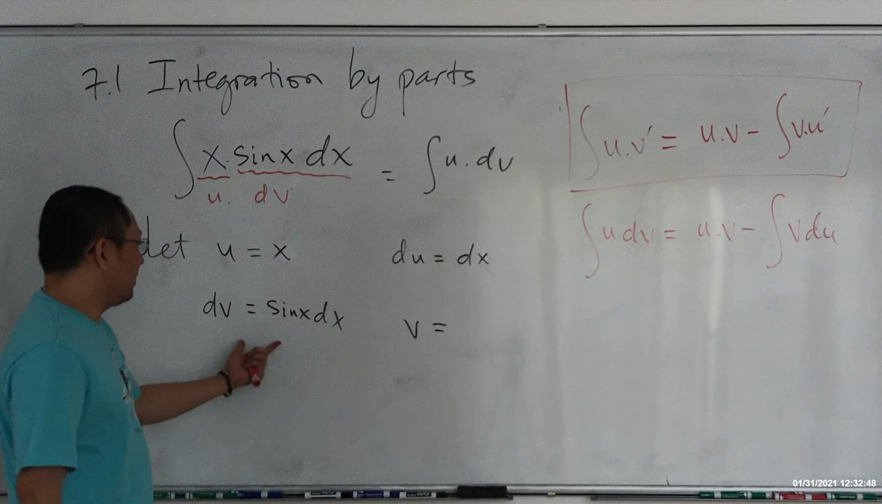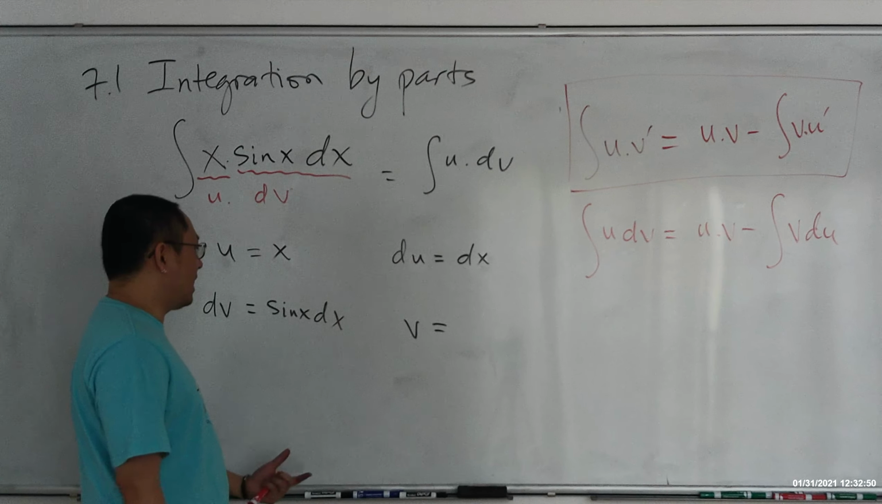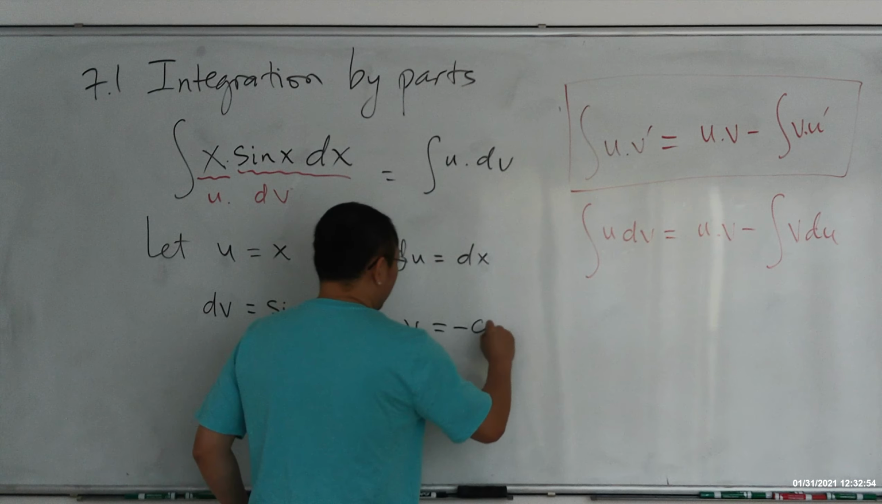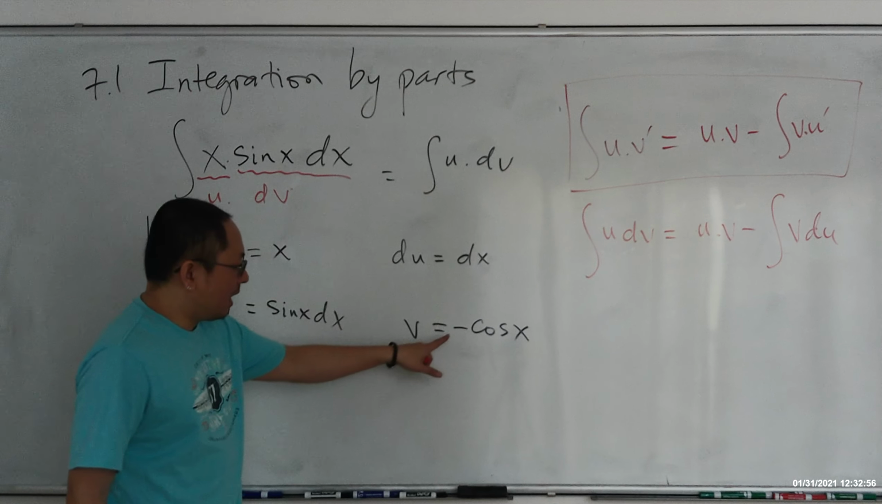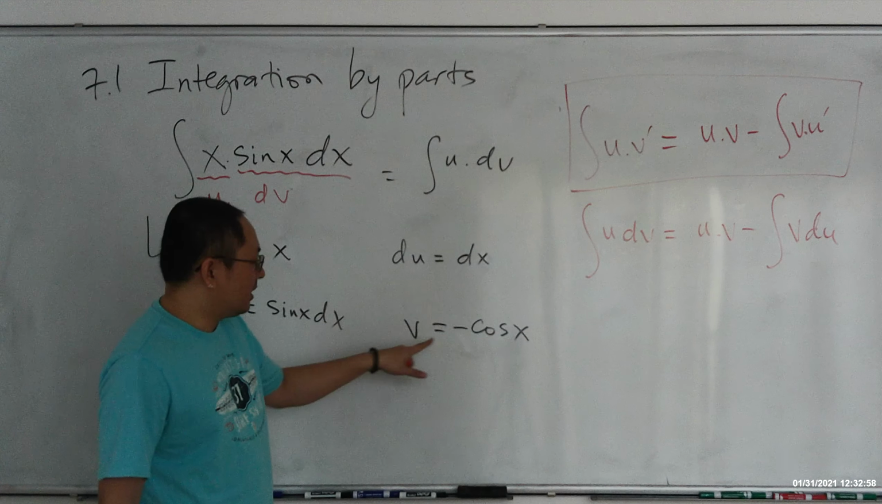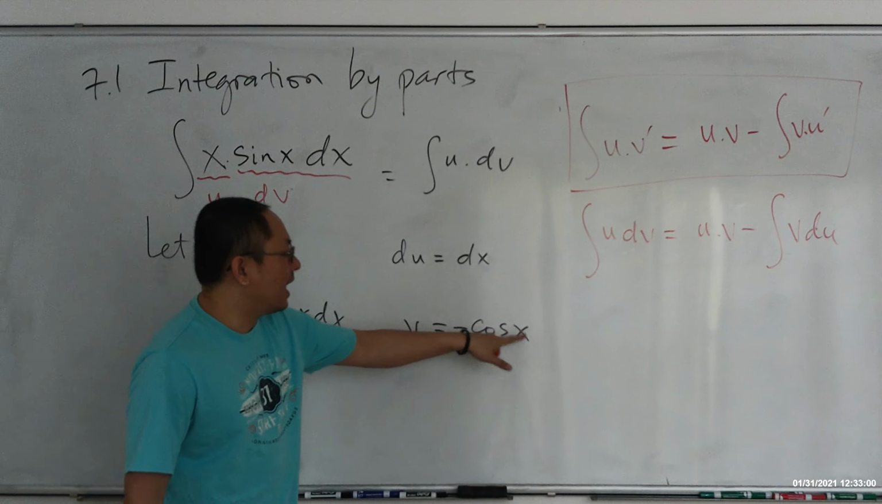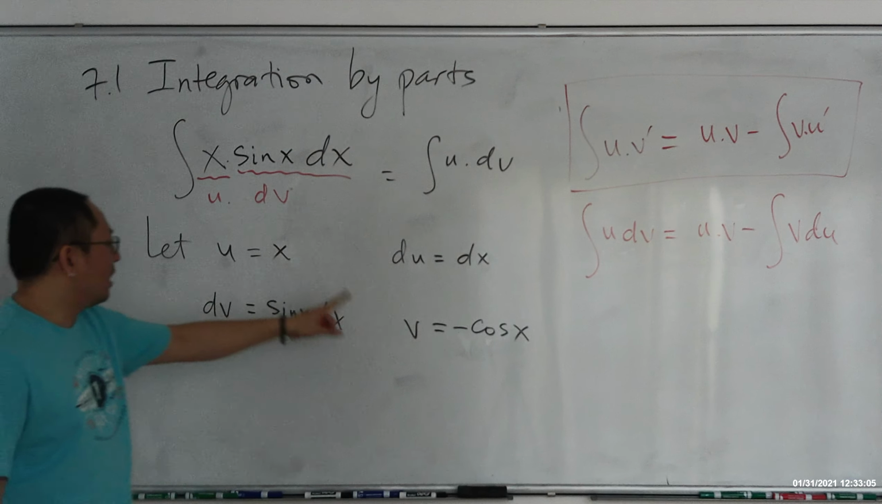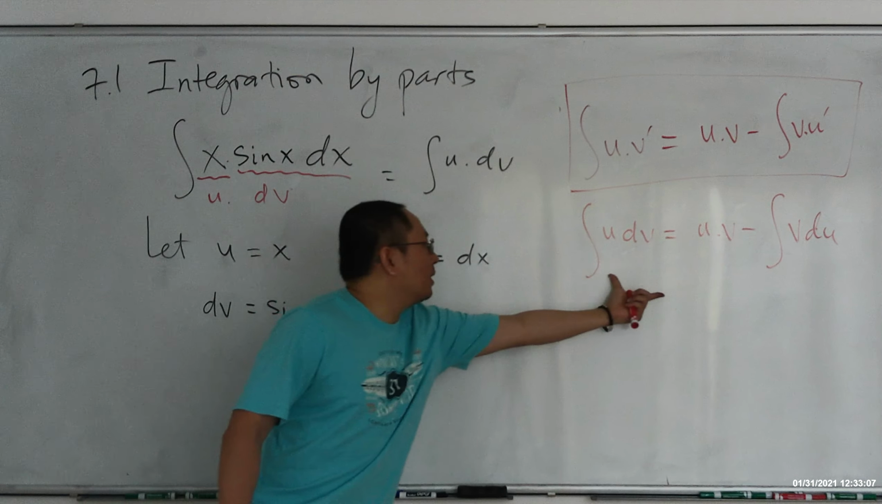What is v, that derivative equal to sine? Derivative of sine is cosine, derivative of cosine is negative sine, so it's going to be negative cosine of x. You guys see why I got negative right here? Because derivative of cosine is negative sine, with another negative I got sine. All right, so I got u, I got v, I got du. I'm going to apply the formula right here.